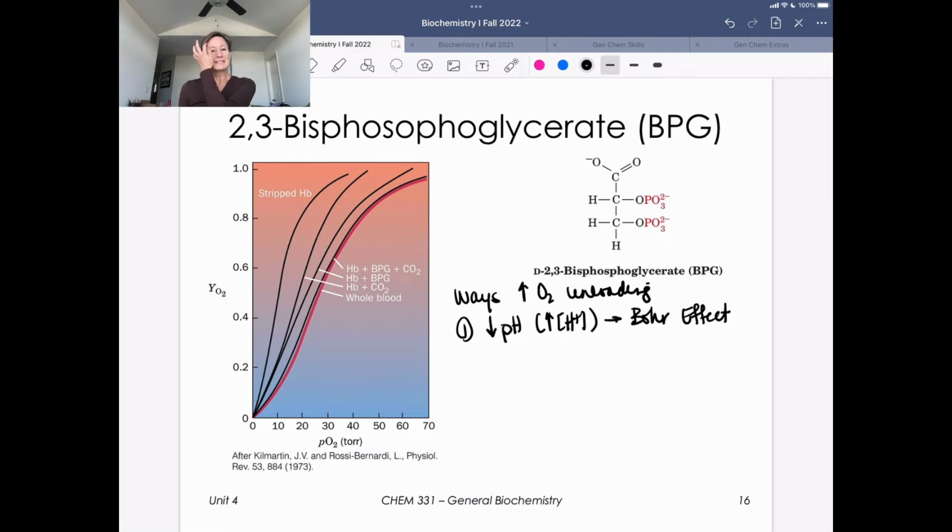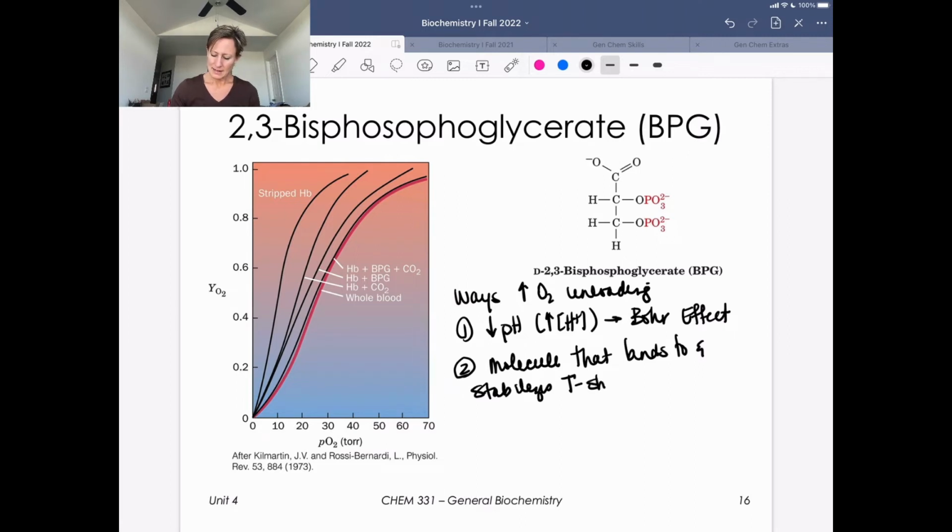Okay? The second way, and that's what we're kind of showing on this slide, is we can have a small molecule that binds to and stabilizes the T state. And this molecule is 2,3-BPG. So we can have a molecule that binds to and stabilizes the T state.